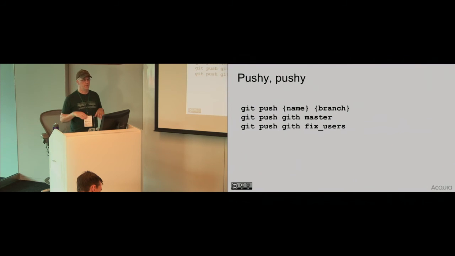It's still local to me. So I may check something out and then somebody calls up and says, oh my God, there's a horrible thing and I have to switch to a new branch. I make the fix really quickly and then I merge that into master and push master up to GitHub. But I haven't done anything with fix users. It's still just local to my machine.